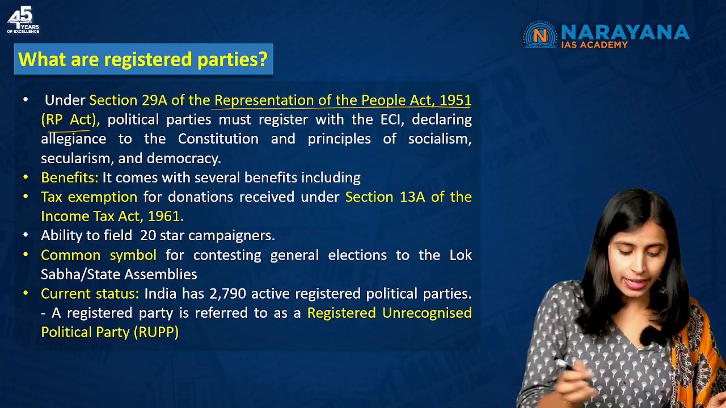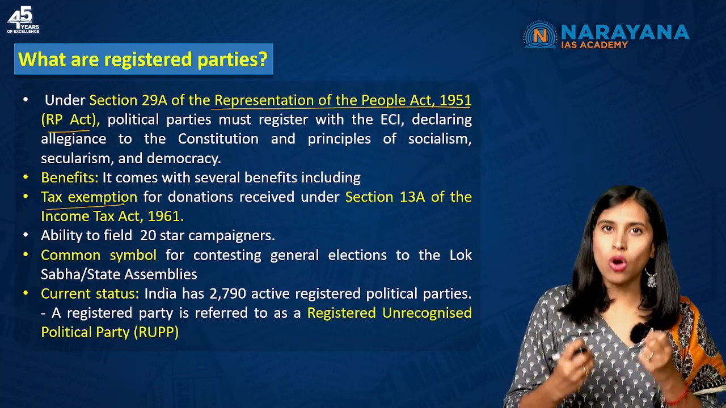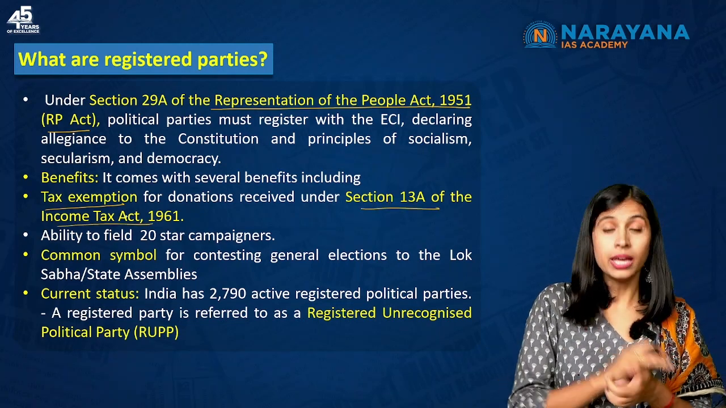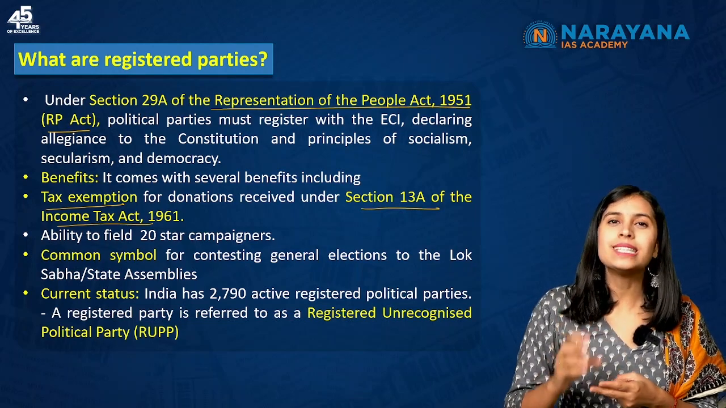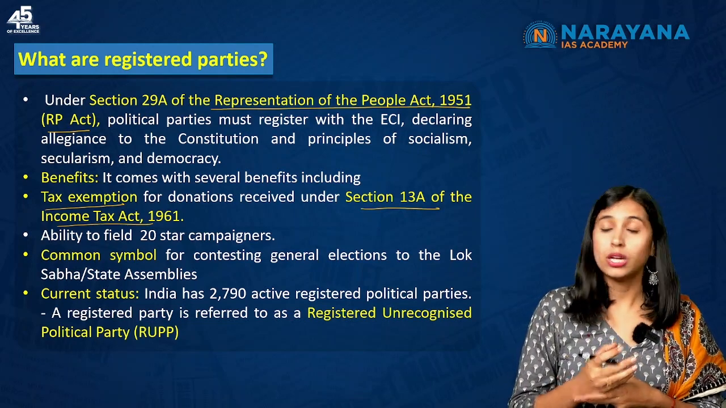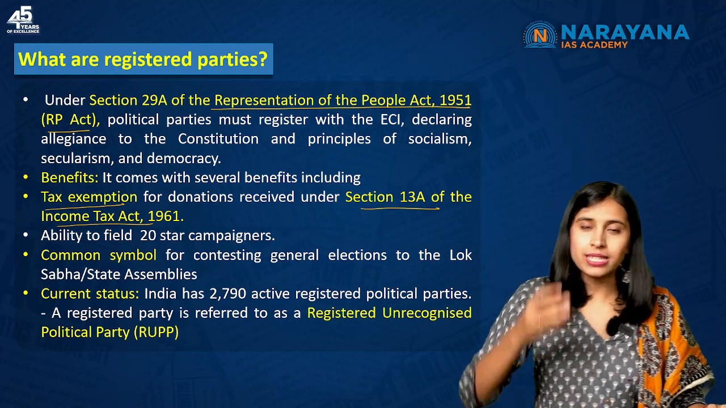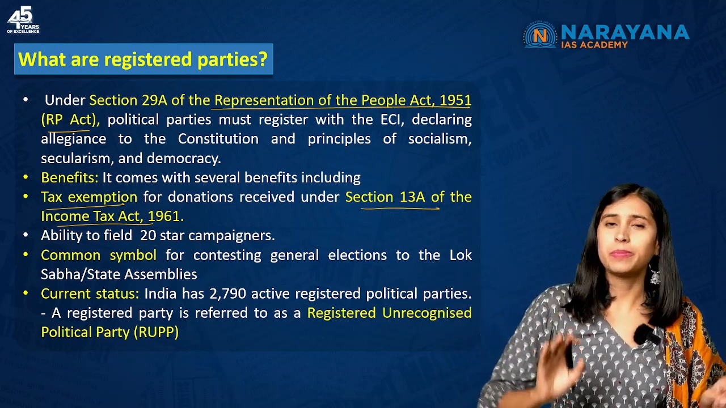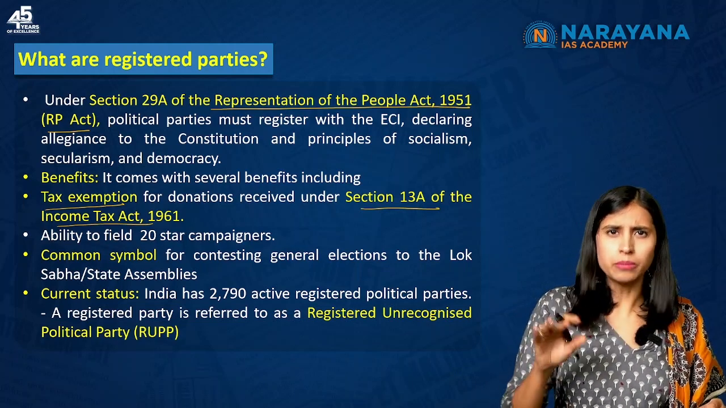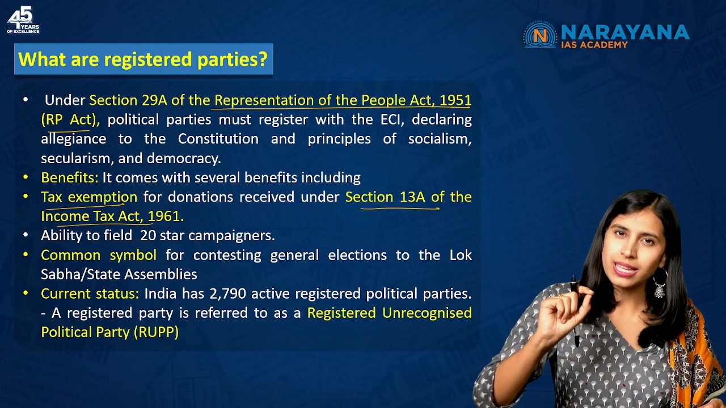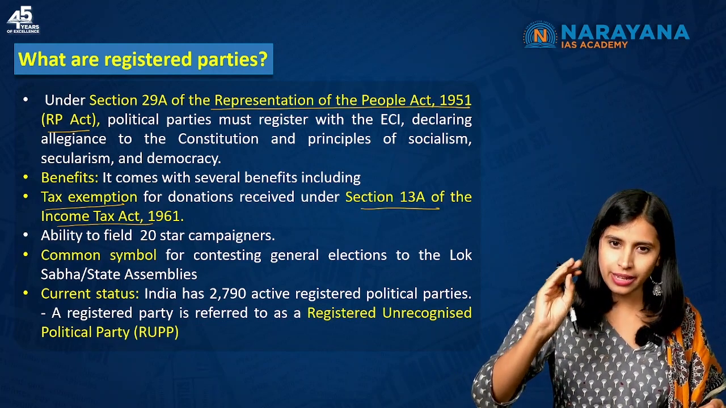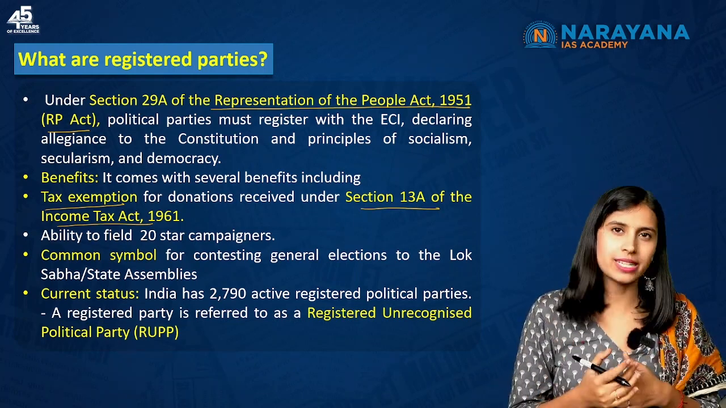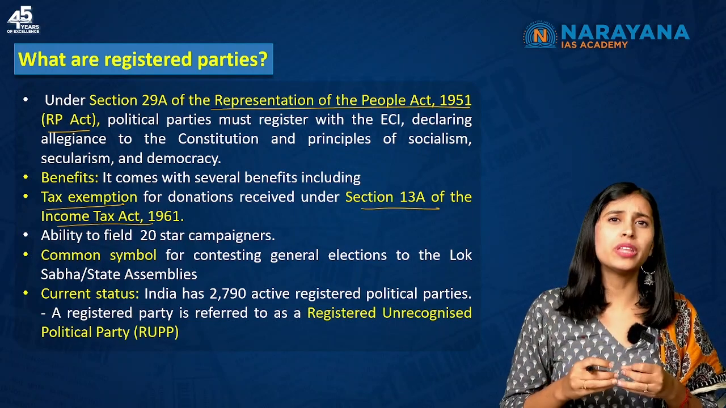The benefits include tax exemption, under which the donations they receive are exempted from tax under Section 13A of the Income Tax Act of 1961. The second benefit is that any political party can file 20 star campaigners while they are engaging in political campaigning. Now, why is this important? Because under Section 77 of the RPA, there is a limit to which a candidate or a political party can engage in expenditure. They cannot spend unlimited money. For a political candidate, it's around 70 to 80 lakhs, something like that. For a star campaigner, this limit is actually removed, or they can spend more than that, but there are certain limitations on this. As a result, political parties like to file star campaigners because they can easily breach this limit with the help of a star campaigner.